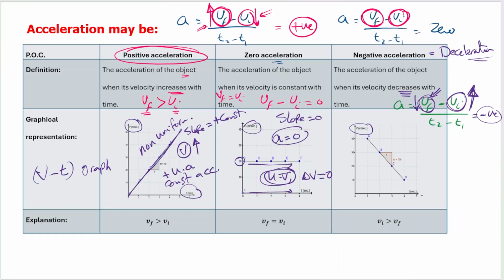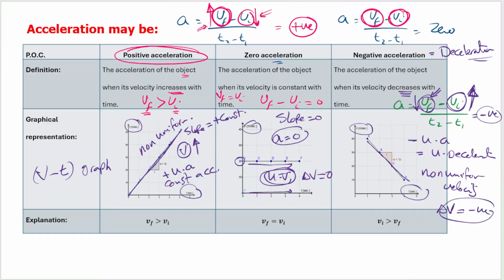If we have a velocity time graph represented by a straight line which is going down, this means that this object is moving with negative uniform acceleration, or uniform deceleration. They are the same. This means that this object is moving with non-uniform velocity, and its velocity is decreasing. This is the reason that the change in velocity is negative. Here the change in velocity is zero. Here the change in velocity is positive, but here the change in velocity is negative.